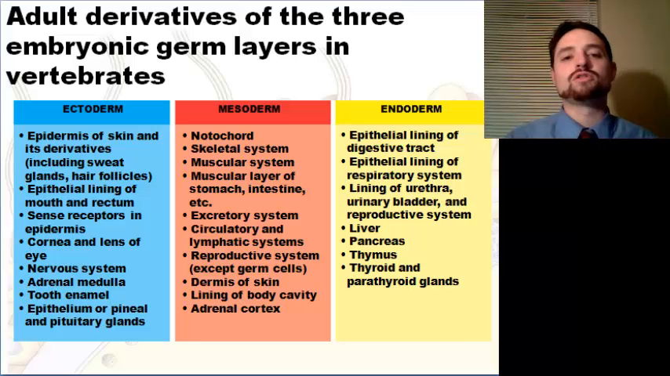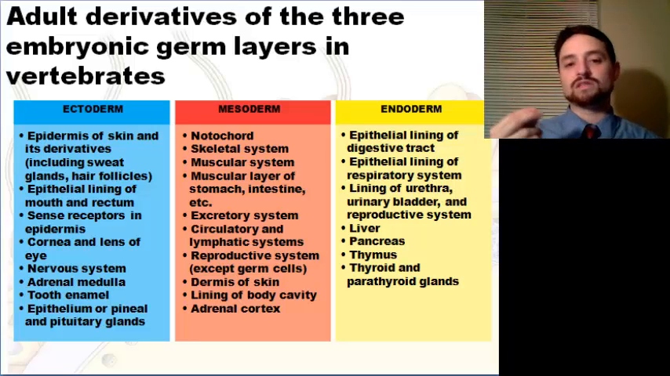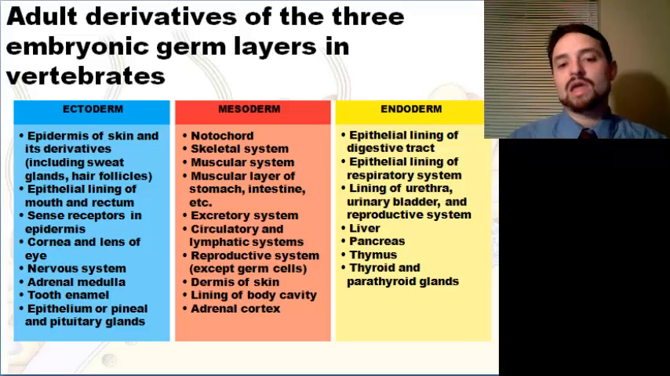So if we want to look at those three embryonic germ layers in vertebrates and what they develop into, this breaks it down for you. I'm going to quickly run through these. If you look at the ectoderm, you're talking about the epidermis of the skin and its derivatives. That includes your sweat glands, hair follicles, things like that. The epithelial lining of the mouth and the rectum, the sense receptors of the epidermis, the cornea and lens of the eye, the nervous system, the adrenal medulla, tooth enamel, and the epithelium of the pineal and pituitary glands.